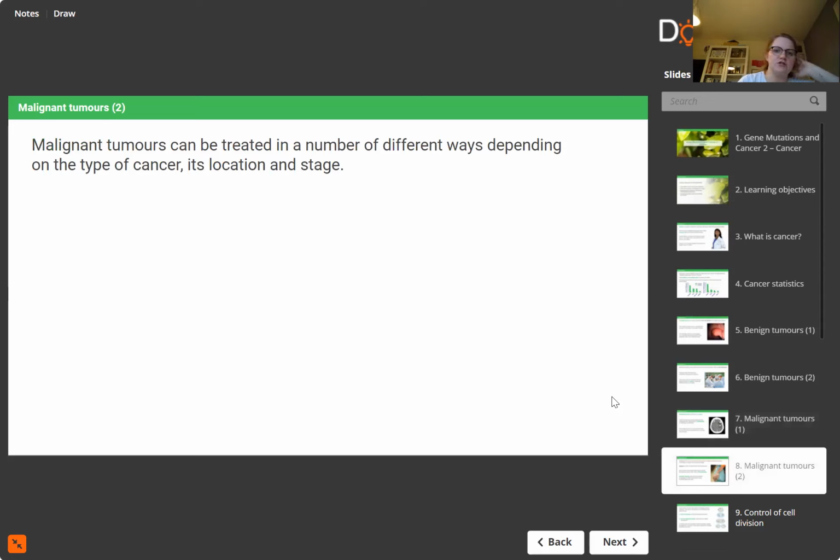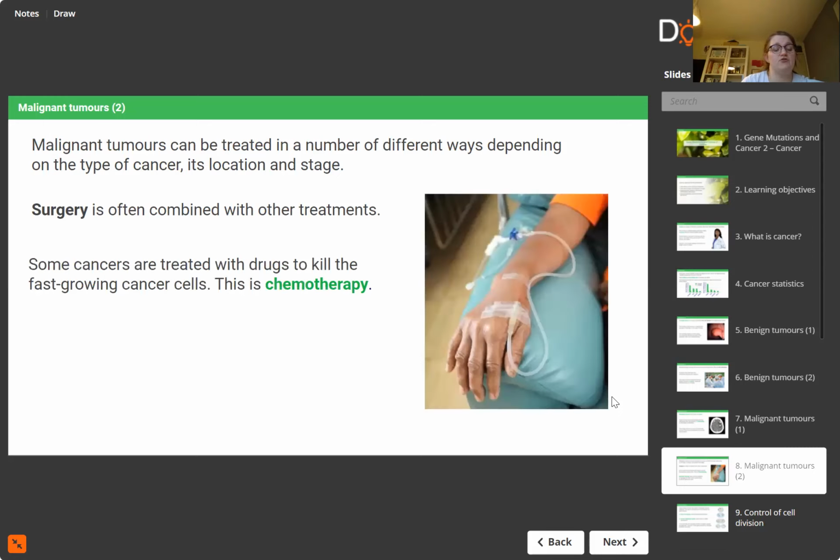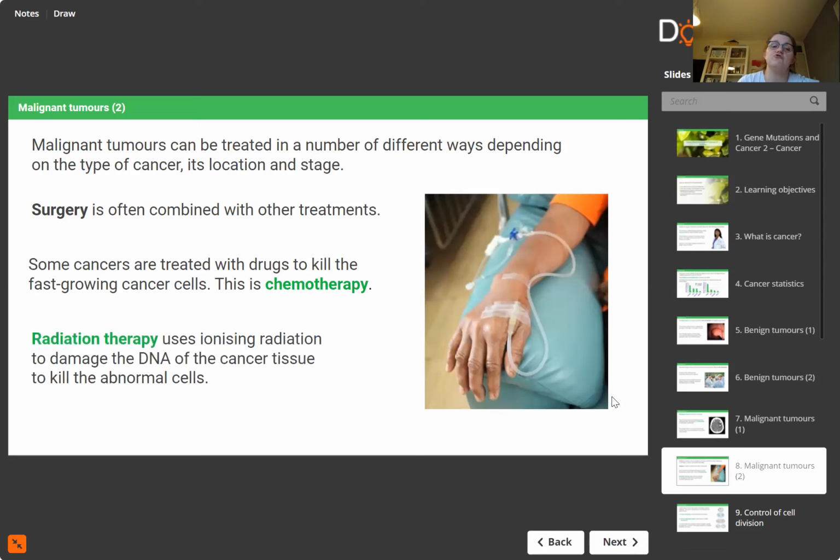Malignant tumours can be treated in a couple of different ways, and that depends on what type of cancer it is, where in the body it is, and what stage that cancer is. So it's often a combination of surgery and then other treatments. Some cancers can be treated with drugs to kill the fast-growing cells, and that's chemotherapy. We can also use radiation therapy, which uses ionizing radiation to damage the DNA of the cancer tissues to kill the abnormal cells. It's quite interesting because obviously we've said radiation is a mutagenic agent, but actually it's really good for getting rid of cancers.